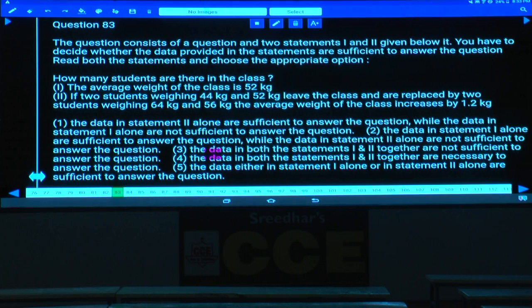You have not understood the average concept properly. How many people are leaving? What was the sum of their weight?